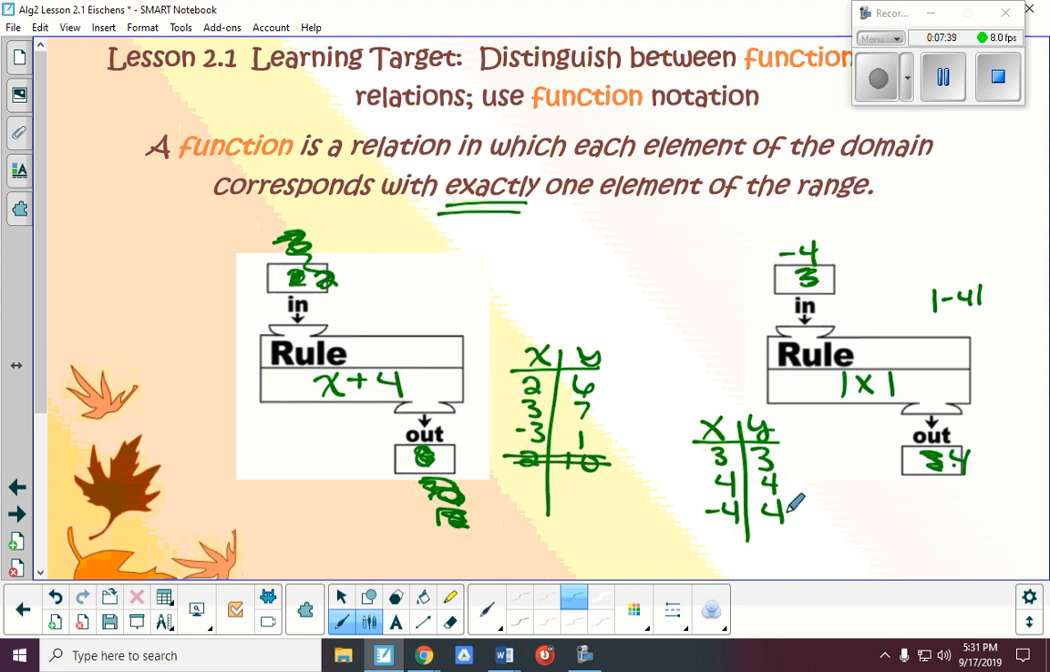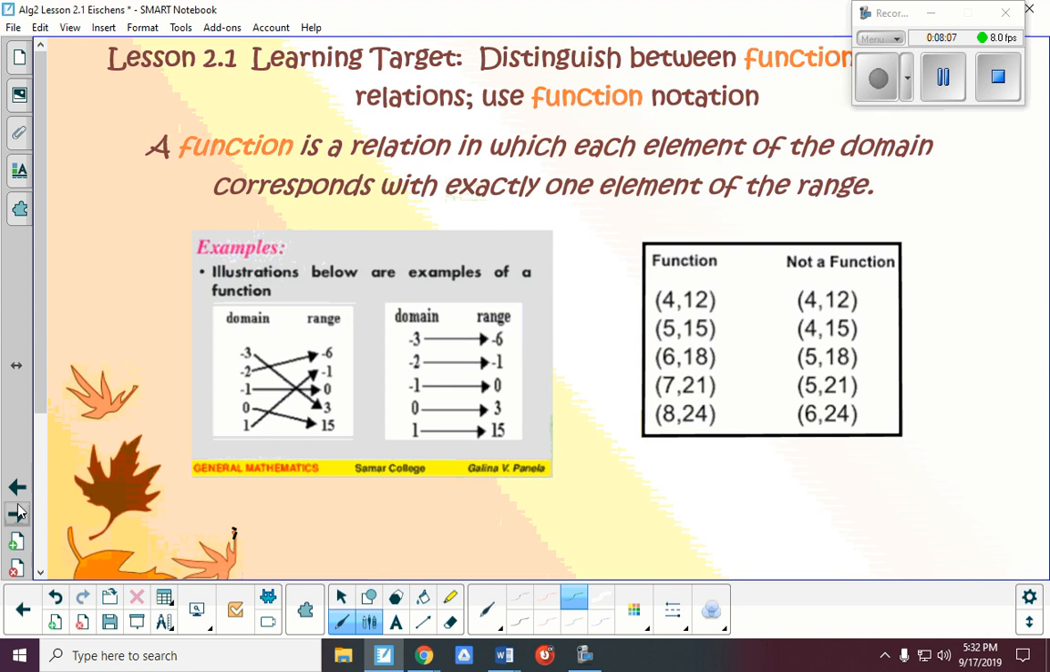So as you can see, the y values are repeated, but we did it correctly. So 4 has only one output. There's only one answer you can get, and negative 4 will only give you one answer, one output. So you'll notice in our list, to be a function, your x's cannot be repeated, but your y's can be repeated.